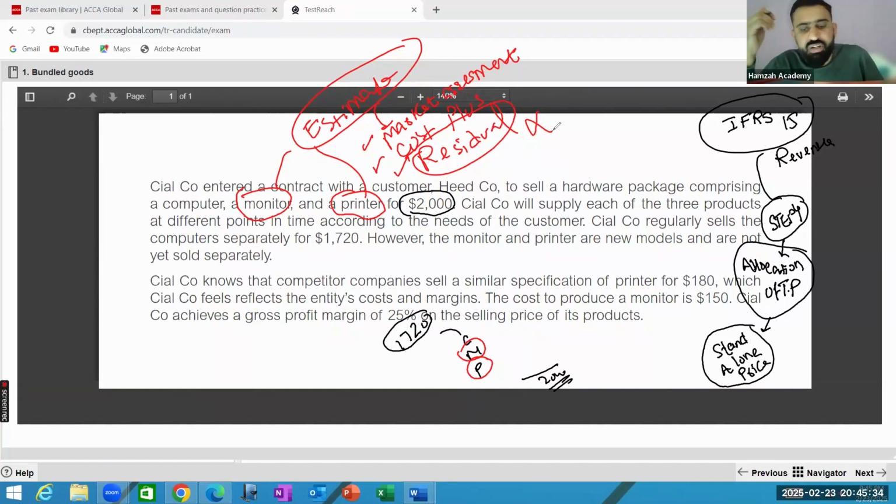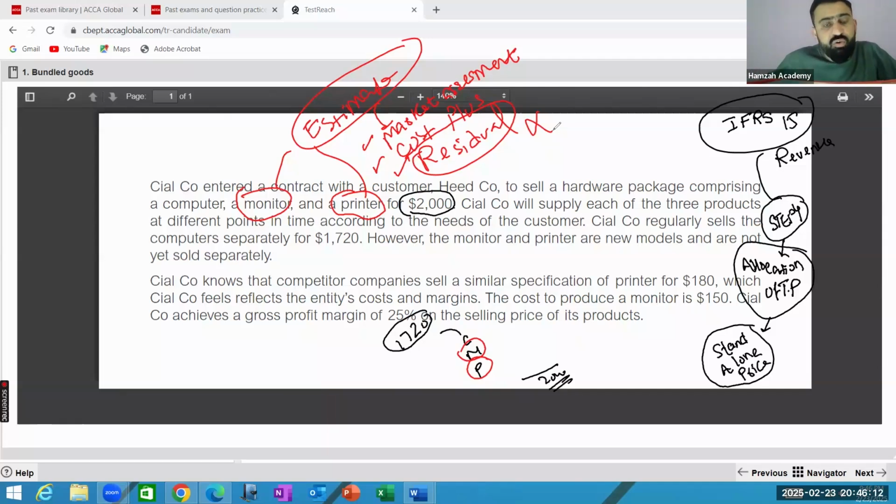Now, what is a market assessment approach? While using this approach, IFRS 15 suggests we use maximum observable input. Observable inputs mean the inputs which are coming from an independent source. The market assessment approach is that we should determine, if possible, at what price our competitor is selling the products or services.